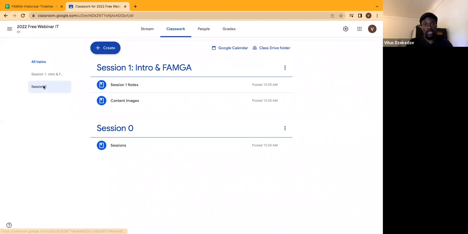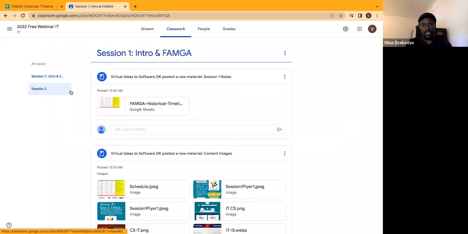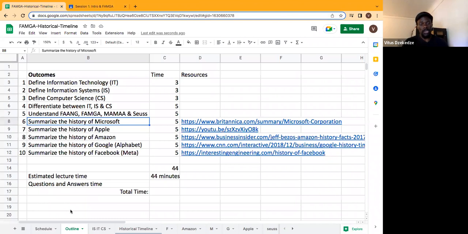So we just started with the first session, session 0. We looked at the schedule. Next, we're going to go on to session 1, which is today's material. And we've opened the file that I'm actually using to show you. So you have access to all of this, okay?